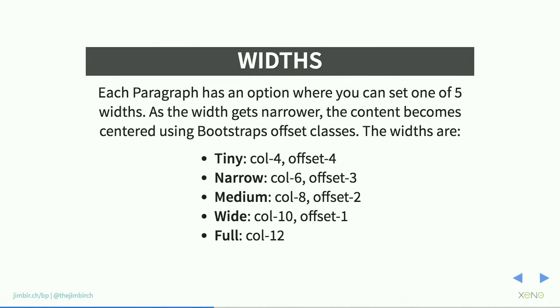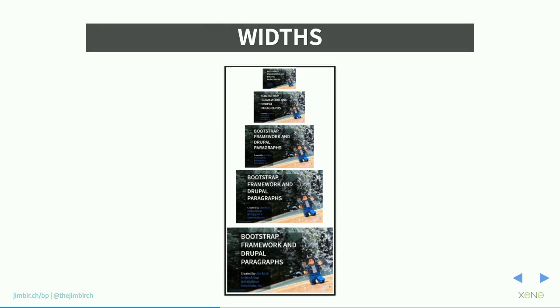The widths are based on the Bootstrap classes and offsets. So if you do have them set, they become centered using the offset. So the tiny is a column 4. This is a third of the section, and we offset it 4 from the right. The narrow is a column 6, offset 3. Medium's column 8, offset 2, and the wide is column 10, offset 1, and the full goes all the way across. So here's what that looks like using the same awesome image over and over again, all the way down the screen.